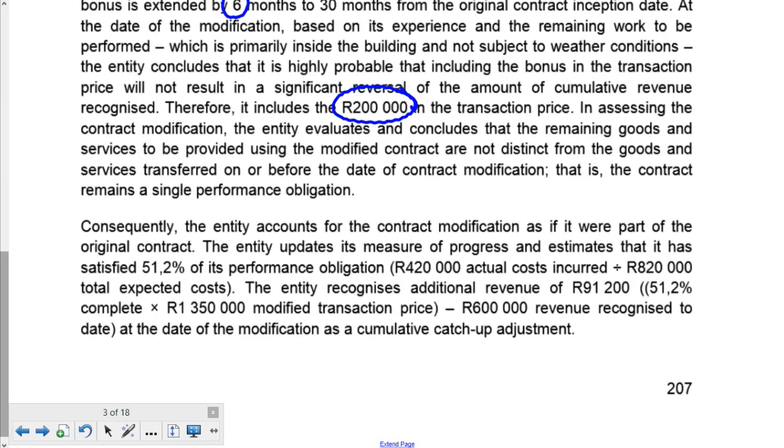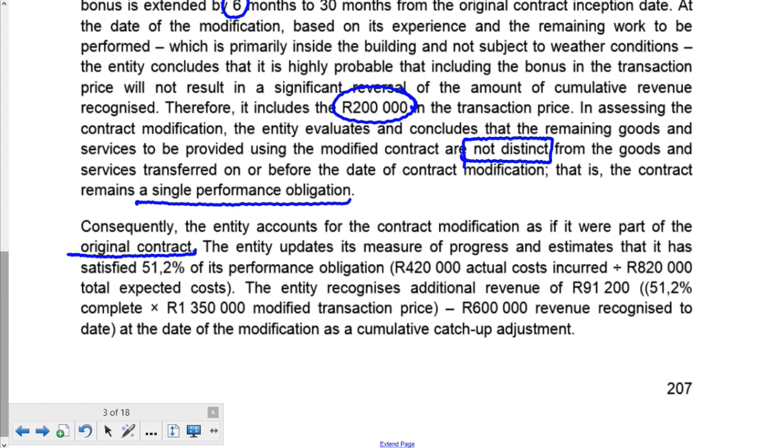And so they then also say that the modification is not distinct from the goods and services transferred before. In other words, we're just changing the floor plan. It's difficult now to say, what's the extra that we're doing? We're not doing extra really. It's just the rooms that are moving around. So they're also saying that it's not distinct from the goods and services that were done before, and so therefore it remains a single performance obligation, and so now we have to do the catch-up, isn't it? Do you remember that? So consequently they account for it as part of the original contract.